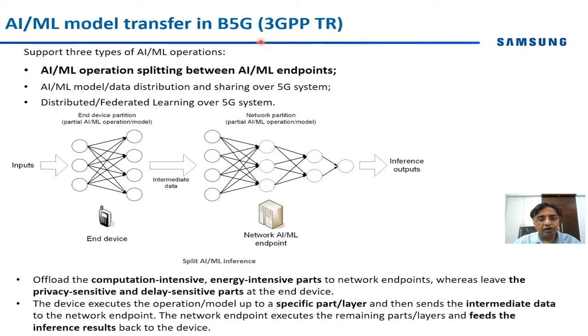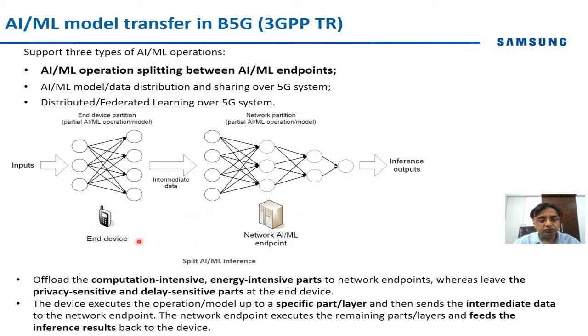The first one talks about splitting between the AI/ML endpoints. So we have two endpoints in a very simplistic architecture. We have the end device, or the user equipment as we call it in the 3GPP paradigm, and the network or the server, which is the second AI/ML endpoint. Typically, we are able to offload the computation intensive or energy intensive parts to network endpoints. For example, if this device wants to do image recognition, a certain computation can happen on the end device, and a certain set of computation can happen on the network node. If it doesn't need to do anything and just wants the inference to run on the network, it can just capture the image and transfer it, right?